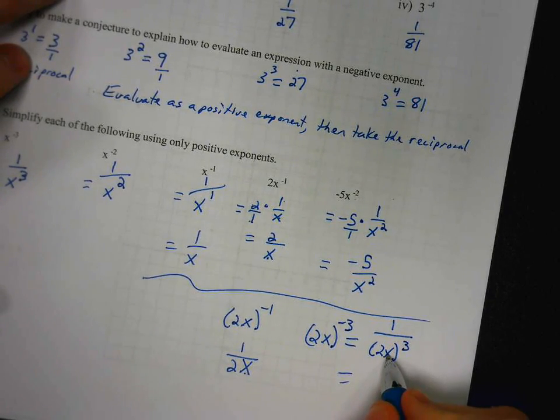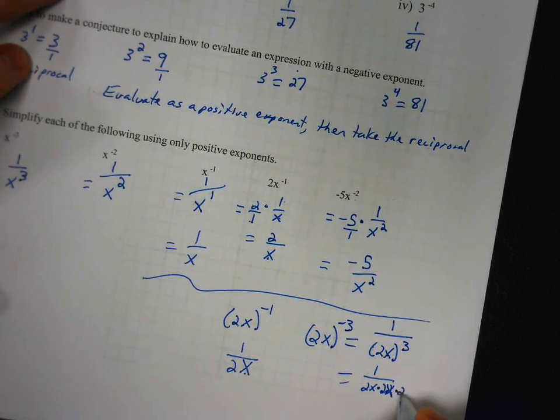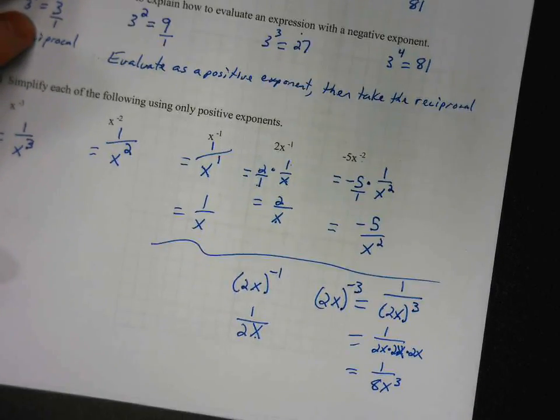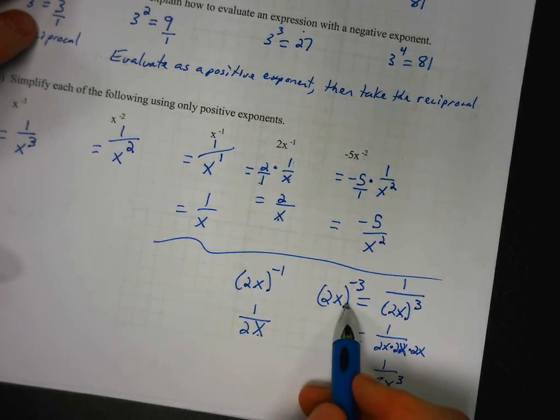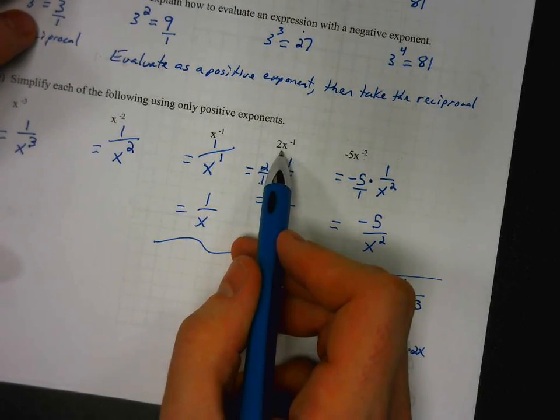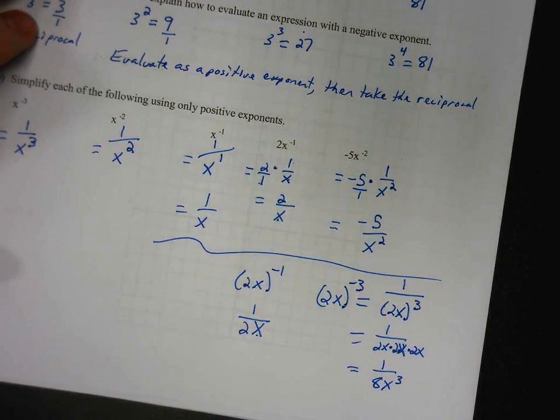Well, 2x to the third means 2x times 2x times 2x. And I'll write that step out. 2x times 2x, oops, times 2x. 2 times 2 times 2 is 8. And then x times x will be x to the third. Okay, so you can see if there's parentheses around the 2x, that's much different than without the parentheses. Okay, so that's just something you got to be careful of.